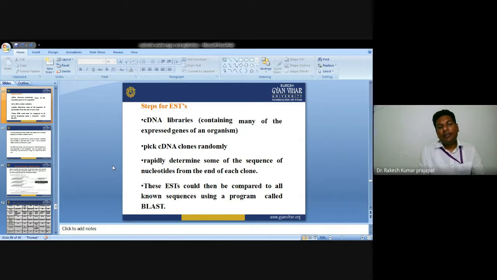So how can we identify an EST from a cDNA library? We can screen the cDNA libraries, which contain many of the expressed genes. Pick the cDNA clones randomly, and rapidly determine some of the nucleotide sequence from the end of each clone.